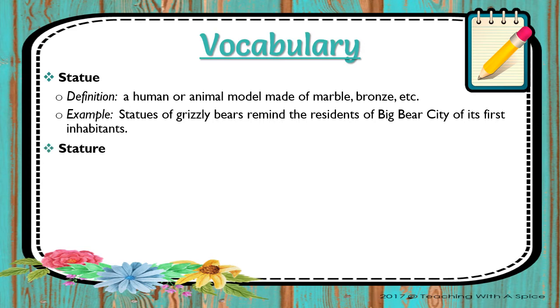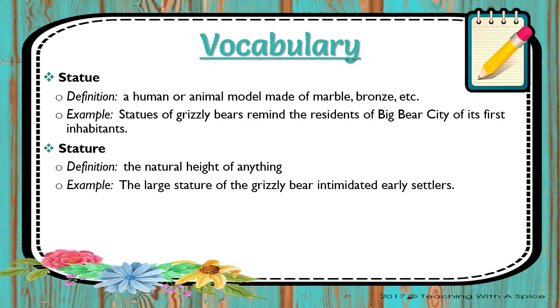The second word is stature. So see how it's different? You just add that R between the U and the E, stature, but very different meaning. It's the natural height of anything, so how tall something is, naturally. For example, the large stature of the grizzly bear intimidated early settlers. If you're not sure what that word intimidated means, it means it scared them.